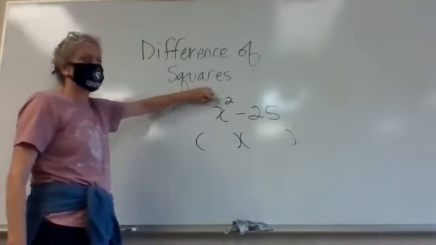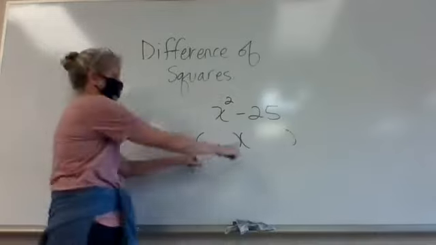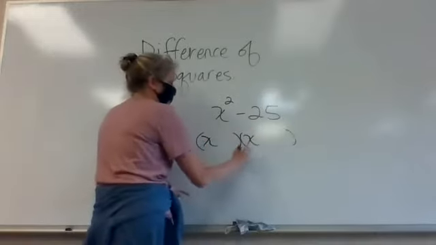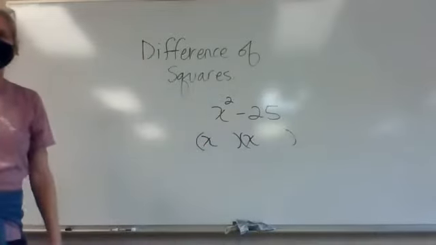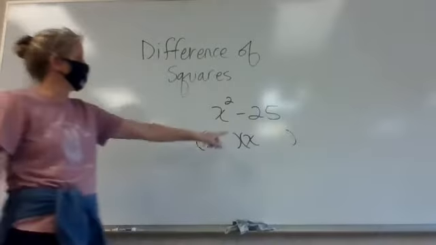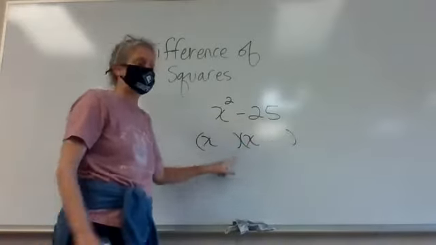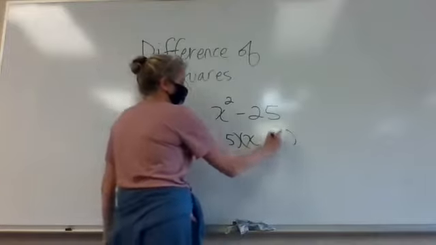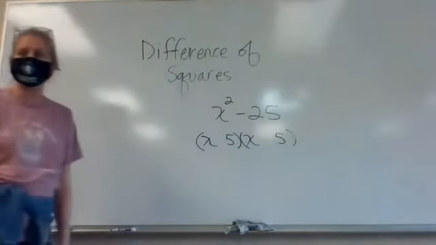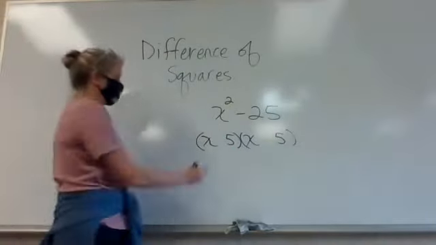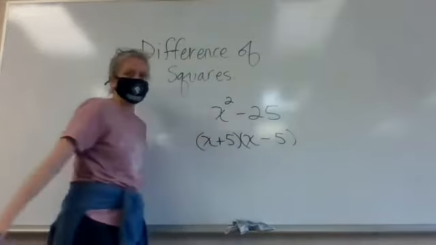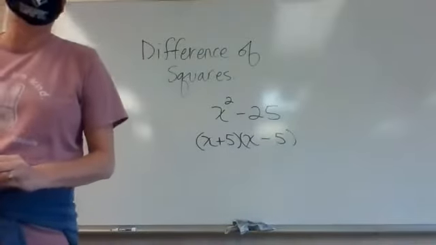Whatever you multiply together to get this first term goes at the beginning of each factor, which means x and x. Whatever you multiply to get the last term, that was the same number, which was 5, goes at the end of each of the factors. And your signs are always one of each, one positive and one negative.